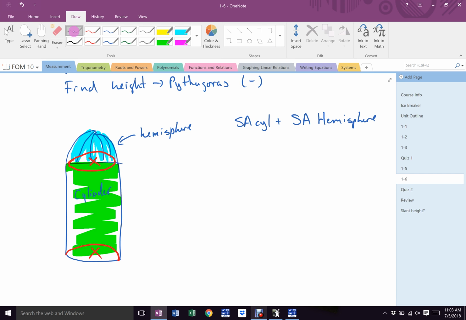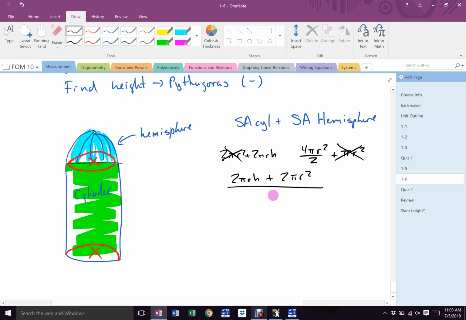So what I have now is the surface area of a cylinder, which is 2 pi r squared plus 2 pi r h. But am I painting the circles? I'm only painting the sides. So it's 2 pi r h. In the hemisphere, that's 4 pi r squared divided by 2, right? And you're supposed to add in the circle. But are we painting the circle? No. So I'm not adding that circle in. What's 4 divided by 2? 2 pi r squared.